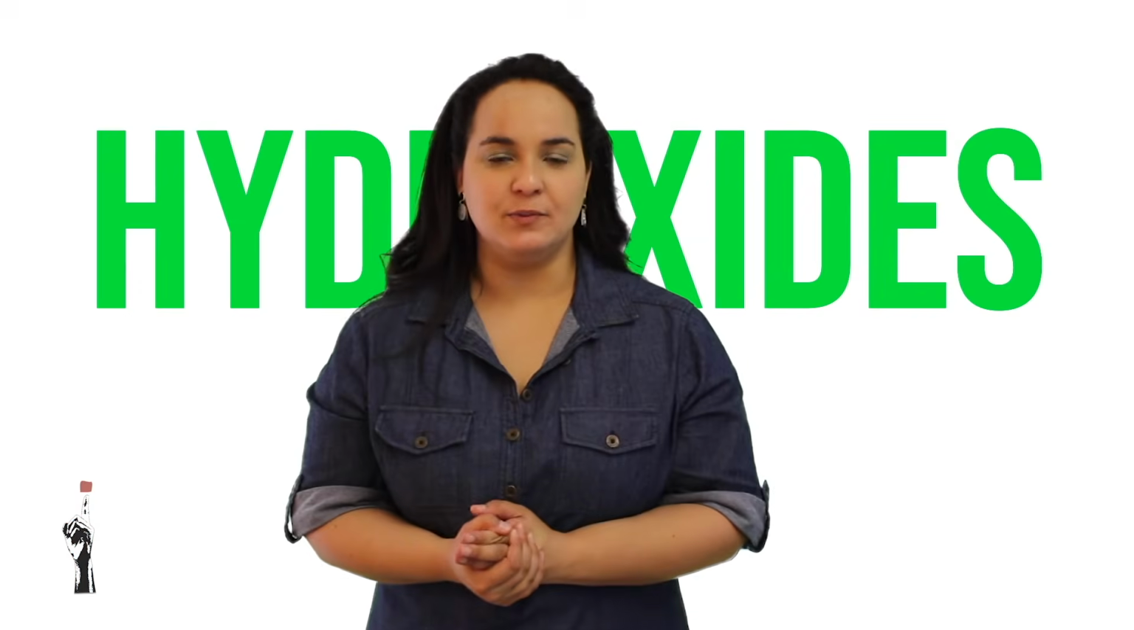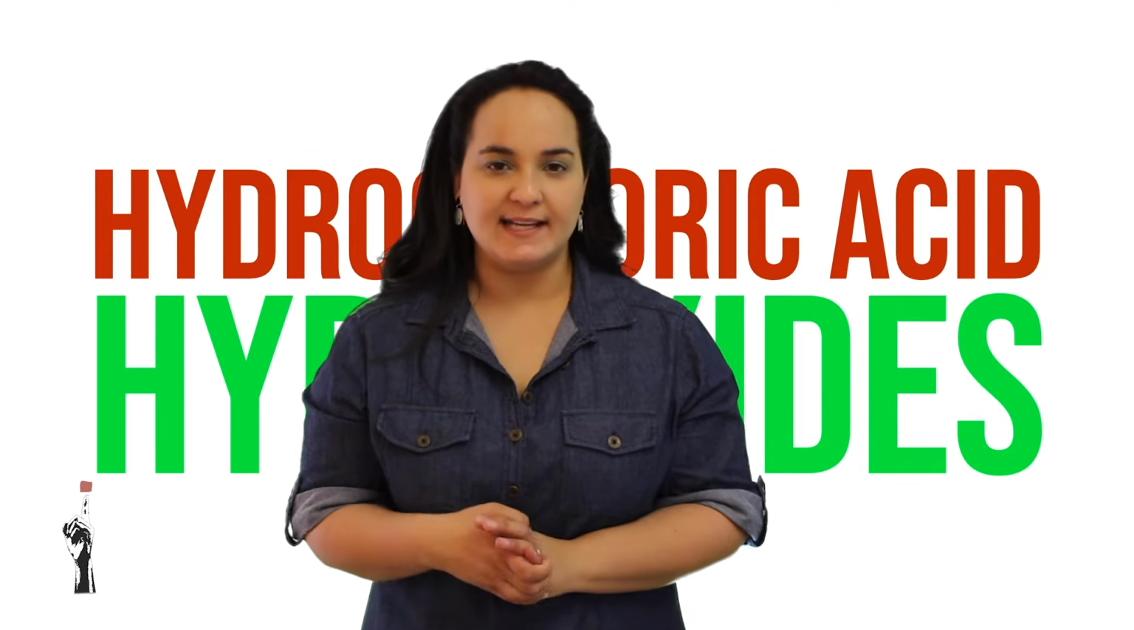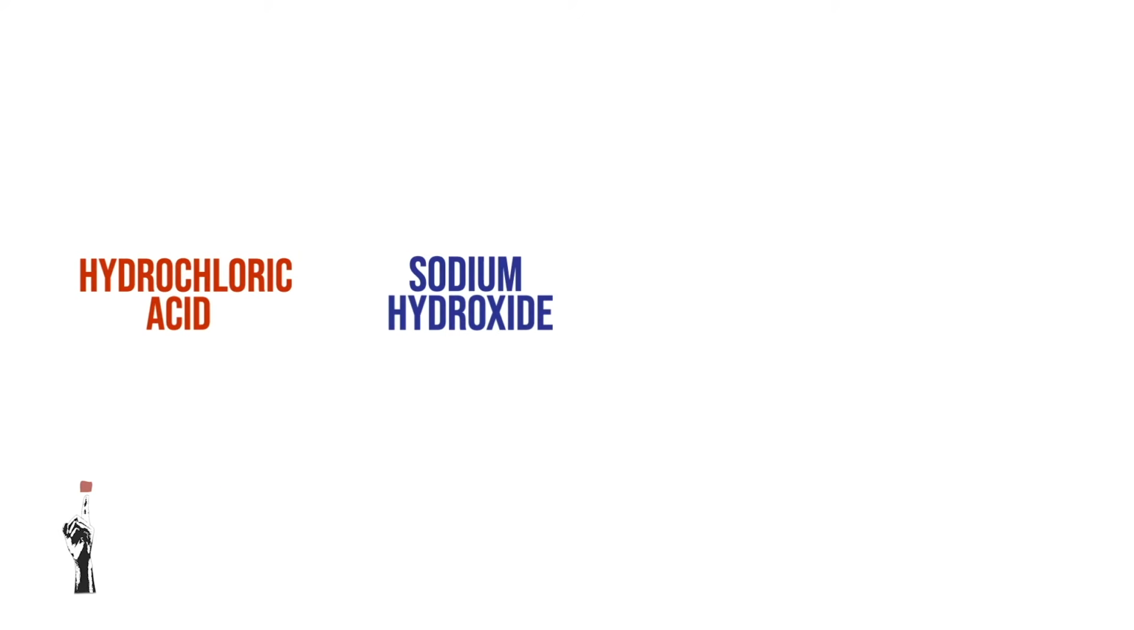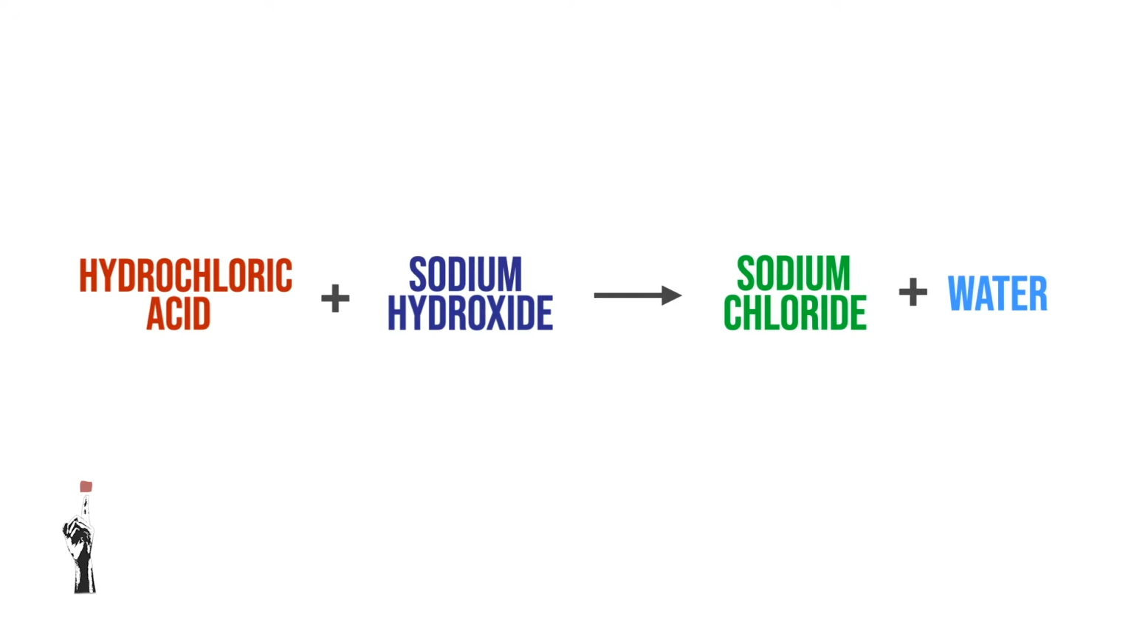For our reactants, we will use diluted hydrochloric acid and sodium hydroxide. The word equation will be as follows. Hydrochloric acid plus sodium hydroxide. The arrow, sodium chloride plus water. Do you think you are able to write the chemical equation for this reaction? If you struggle, please refer to lesson 2 to sharpen up your knowledge.